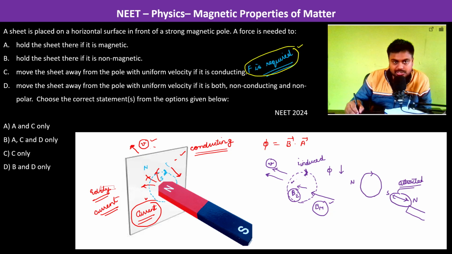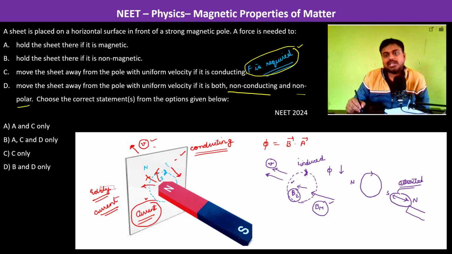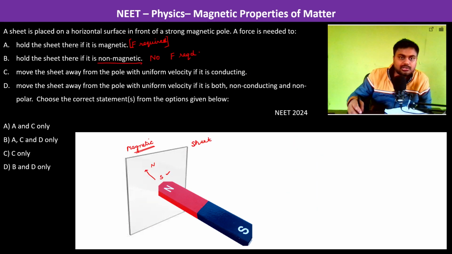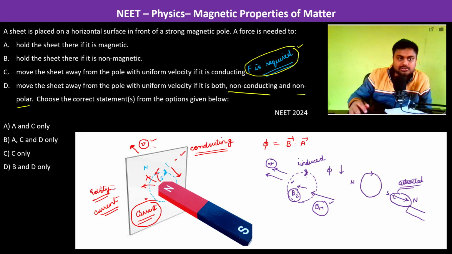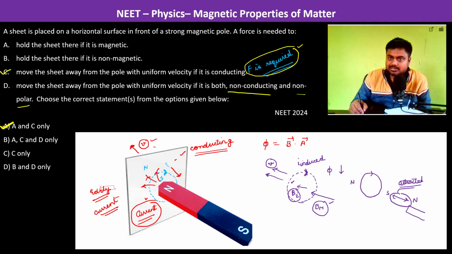D part, move the sheet away from the pole with uniform velocity if it is both non-conducting and non-polar. Now if it is non-conducting, then there is no effect. Okay, so now nothing is going to happen. So therefore we saw A is going to be the option, and also C is going to be the option. So therefore the answer will be A, which is A and C only. Thank you.